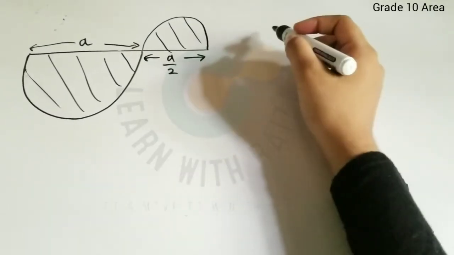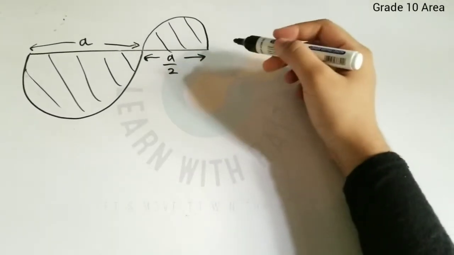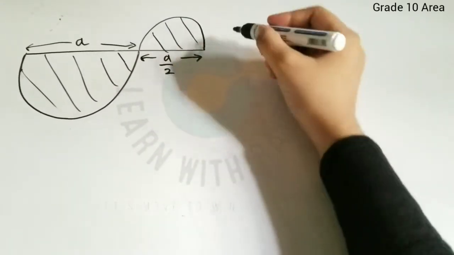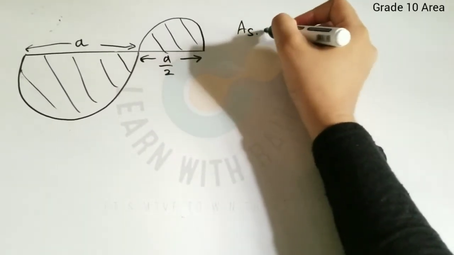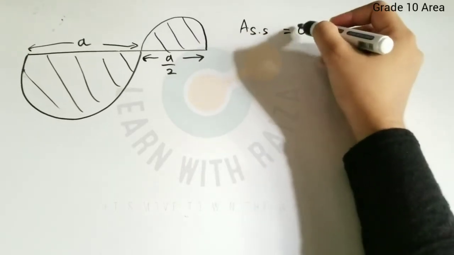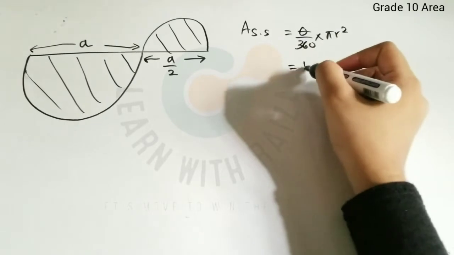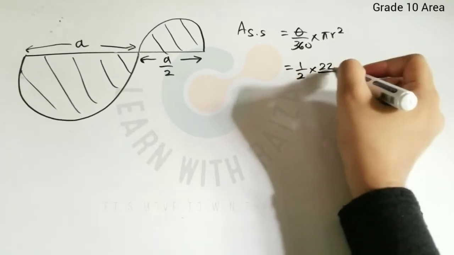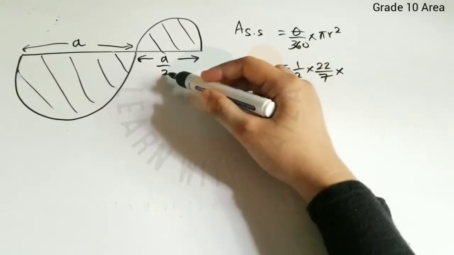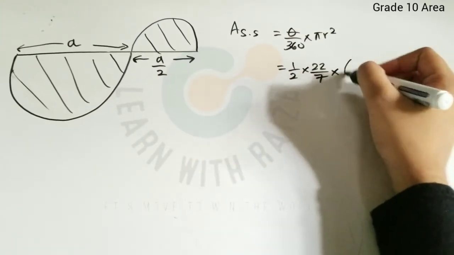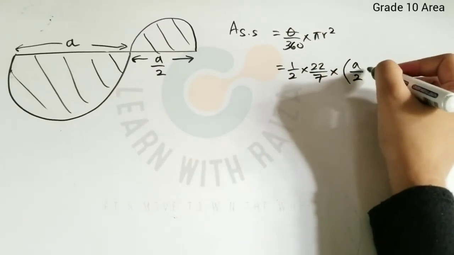So this is Roman number 3 of the 5th question, asking to find out the shaded area. That means both the sectors are shaded, so we have to find both areas. So let me take the area of the smallest sector. Theta upon 360 into pi r squared. Already you know it's a semicircle, so we can take half into 22 upon 7 into radius. Be careful, this is the diameter. So radius means a upon 2 upon 2, a upon 2 divided by 2.